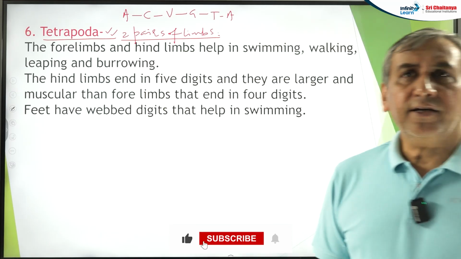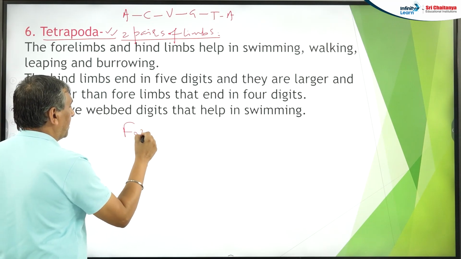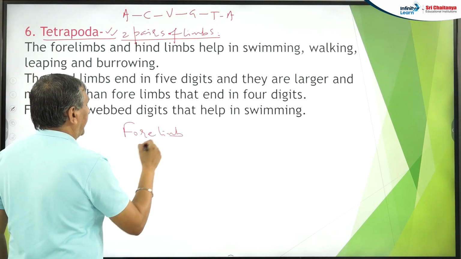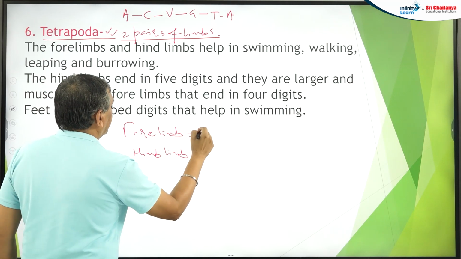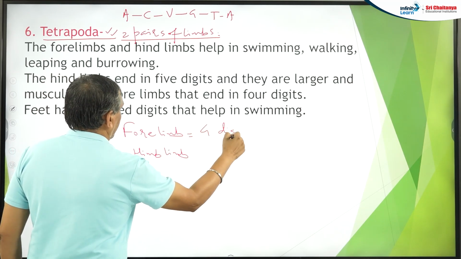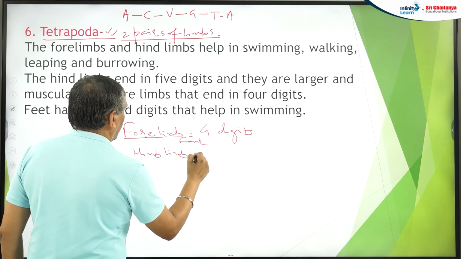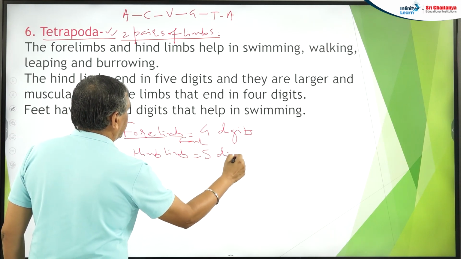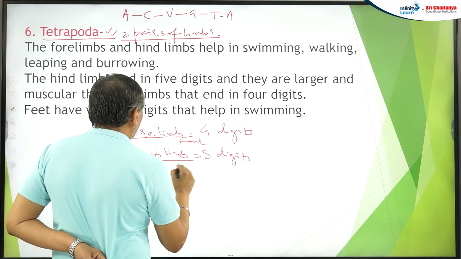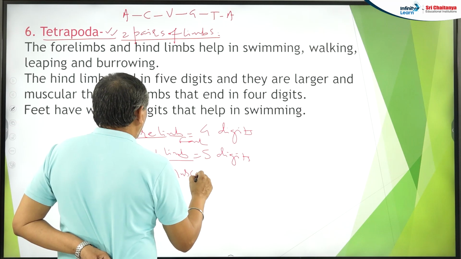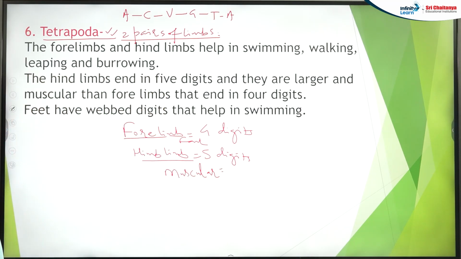When we say it has two pairs of limbs, it has the forelimb and the hind limb. So one very important question: how many digits in the forelimb? Four digits. Forelimb, FORE, FOUR, four. The hind limb has five digits. This is again very interesting. And in the frog, the hind limbs are muscular. They can be eaten by human beings.